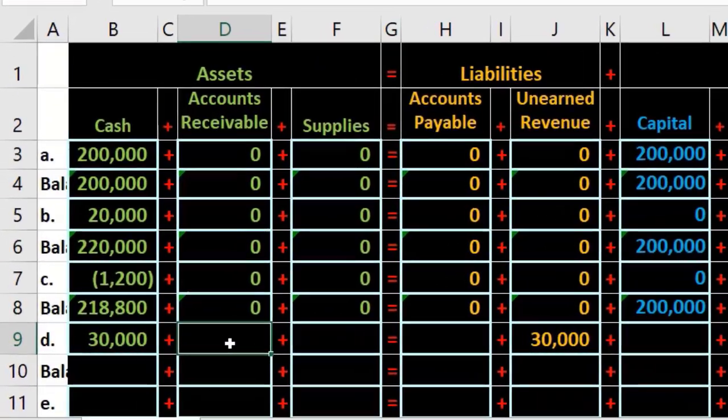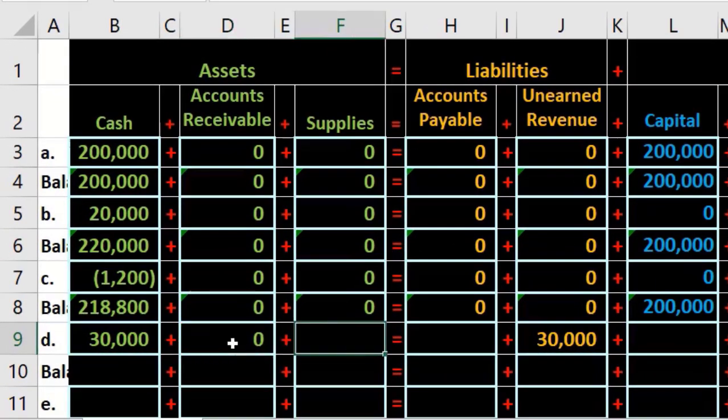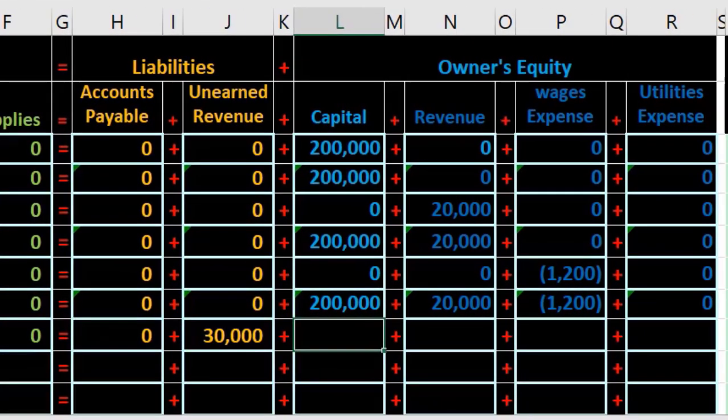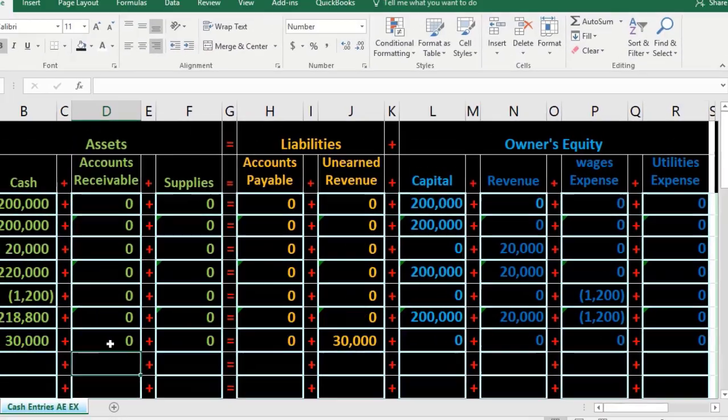I'm going to say I'm in cell D9, 0, tab, tab, F9, 0, tab, tab, cell H9, 0, tab, tab, tab, tab, cell L9, 0, tab, tab, cell N9, 0, tab, tab, cell P9, 0, tab, tab, and cell R9, 0, and enter.